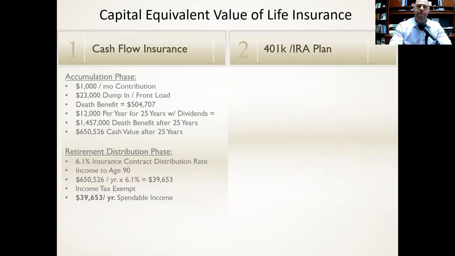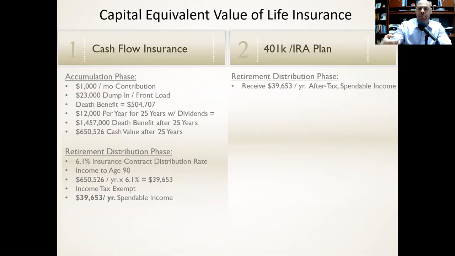So again, to mimic what would need to be done in the 401k or the IRA, we're going to reverse engineer this, and we're going to come up with a figure that's going to show you the capital equivalent value of this life insurance contract. So again, we're going to start with the end in mind, what we want, what we desire. We want to match that after-tax spendable income from the life insurance contract. So $39,653 per year.